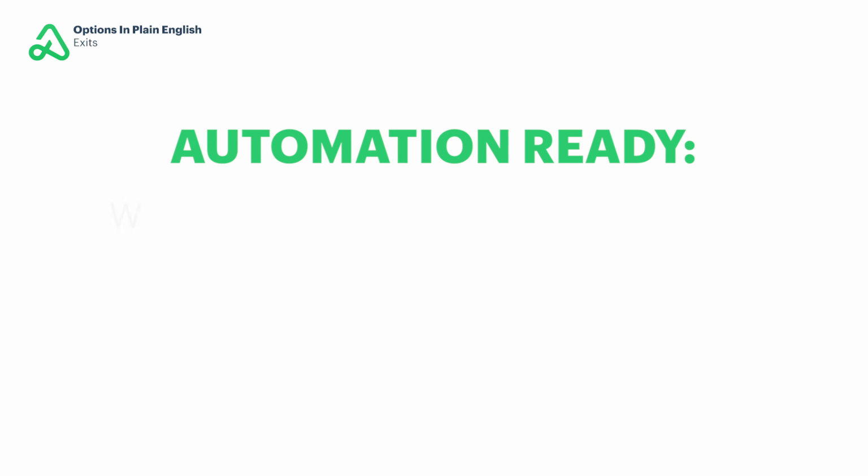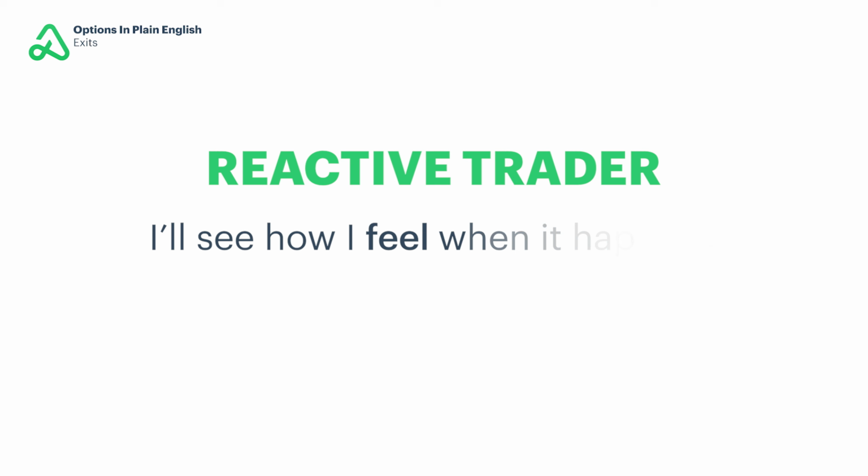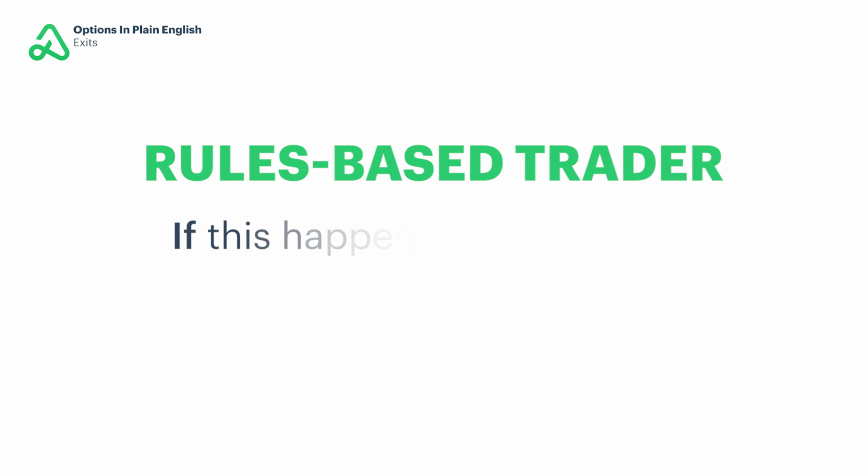Now let's connect this all to automation. Trade management becomes automation ready when it can be written as if-then logic. And that's the difference between reacting and managing. A reactive trader says, I'll see how I feel when it happens. A rules-based trader says, if this happens, then I do that. That is the path toward a more consistent trading process.